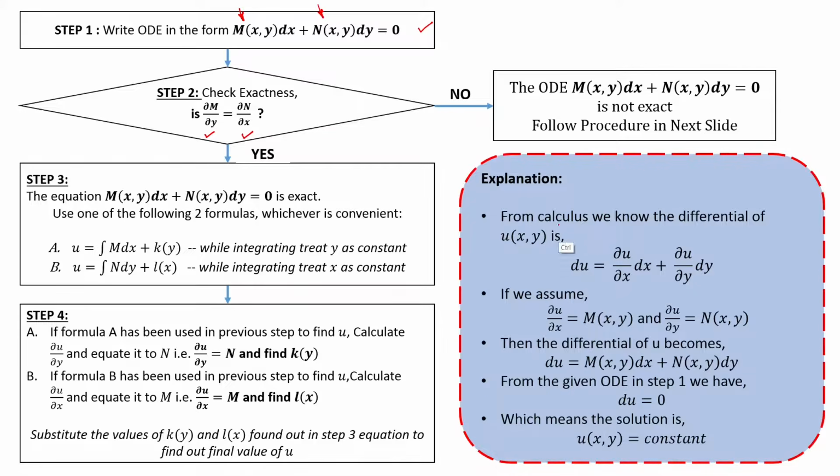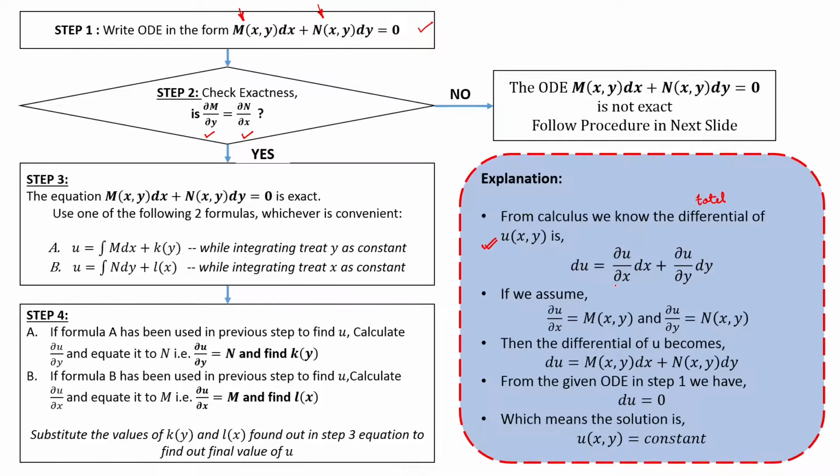Now, from calculus we know that for a function u of x y, the differential of the function u can be written as del u by del x dx plus del u by del y dy. It is also called the total differential of the function u of x y.